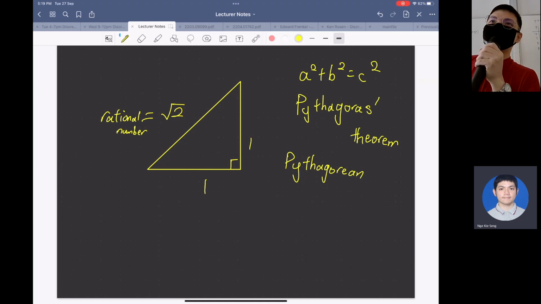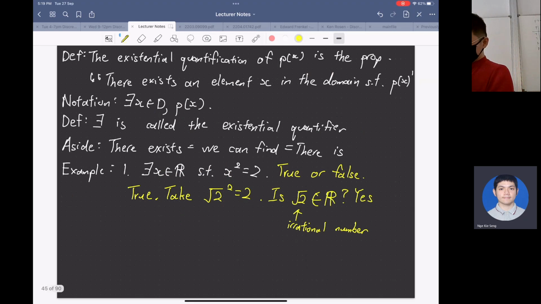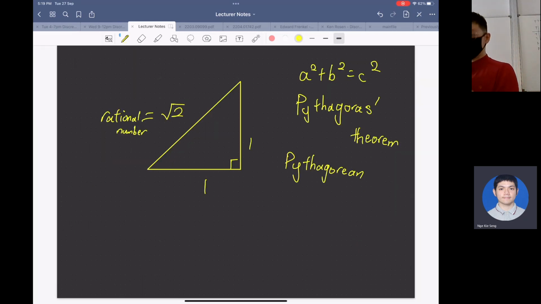We will learn this proof later, if not today, then next week: why square root 2 is irrational. It's a very classic proof. It was the first proof I learned in my pure maths class, and you will also see it once in your lifetime. Next time.